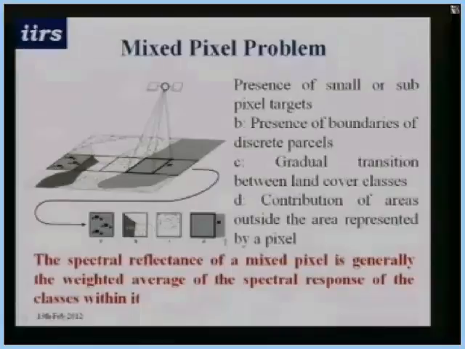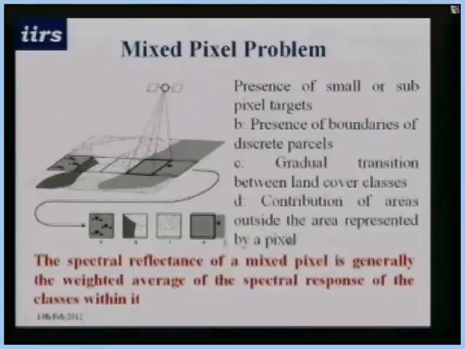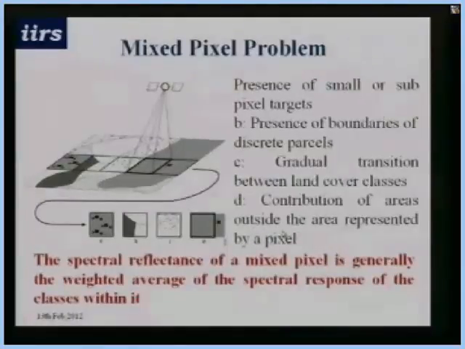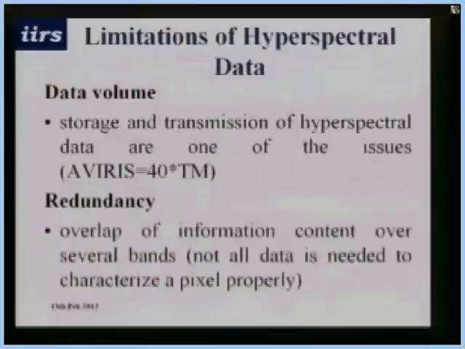So again, this would have a mixed profile. There is a gradual transition between land cover classes; there are two various land cover classes present here, and the contribution of the areas outside the area represented by a pixel. So the reflectance spectra of a mix is generally the weighted average of the spectral responses present within it, and it will be difficult to interpret these features or identify the object within those pixels using hyperspectral data.